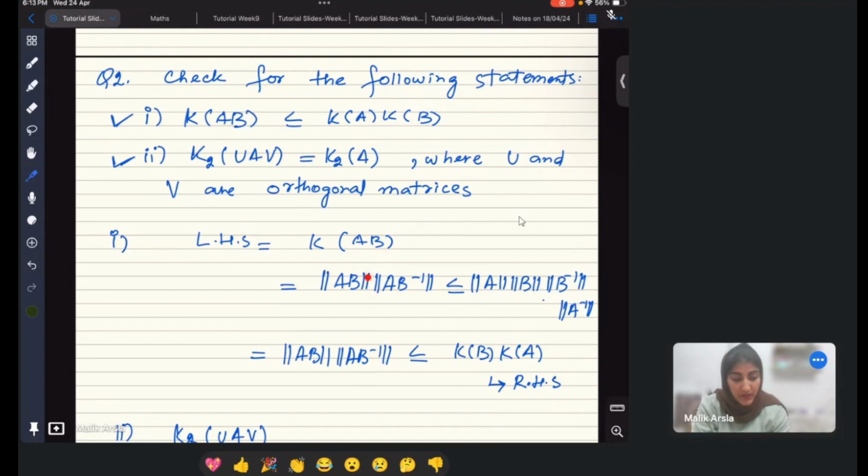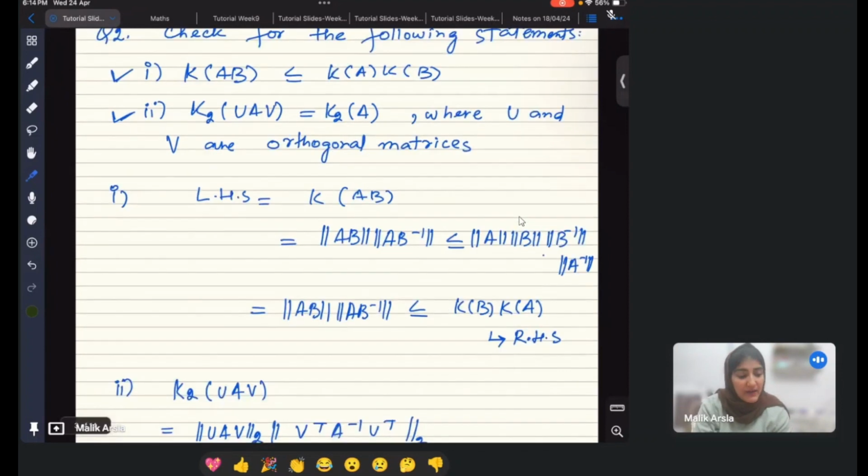norm of AB into norm of AB inverse. And we know that norm of AB into norm of AB inverse is always going to be less than or equal to norm of A into norm of B into norm of B inverse into norm of A inverse. Okay, you know this norm.